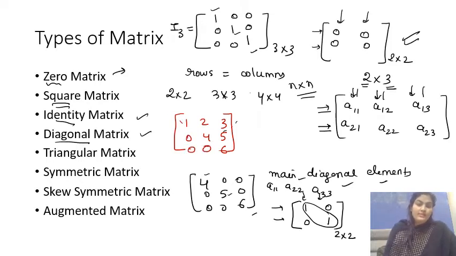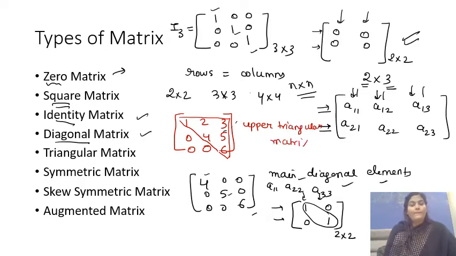Because this matrix has a triangular shape of non-zero elements, this is an upper triangular matrix. Okay. Now if you talk about a lower triangular matrix, can you guess what the elements will look like?